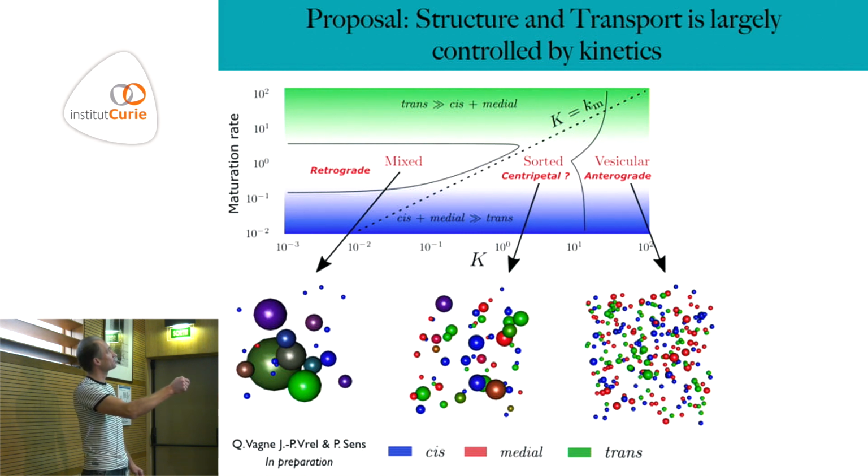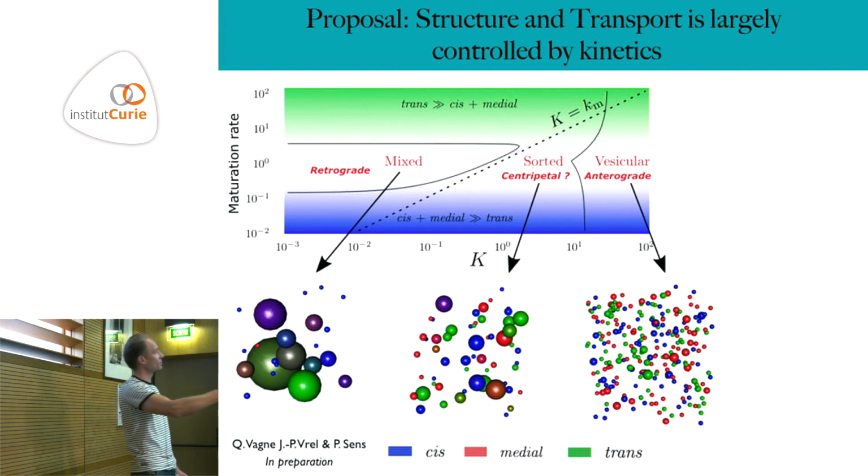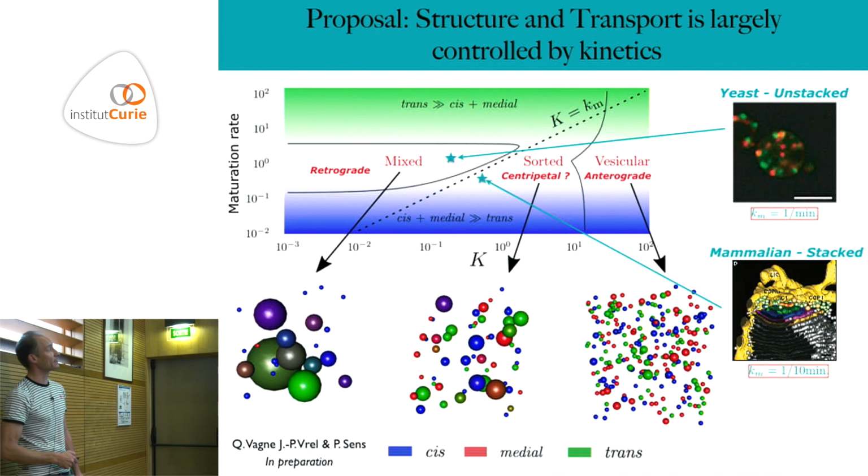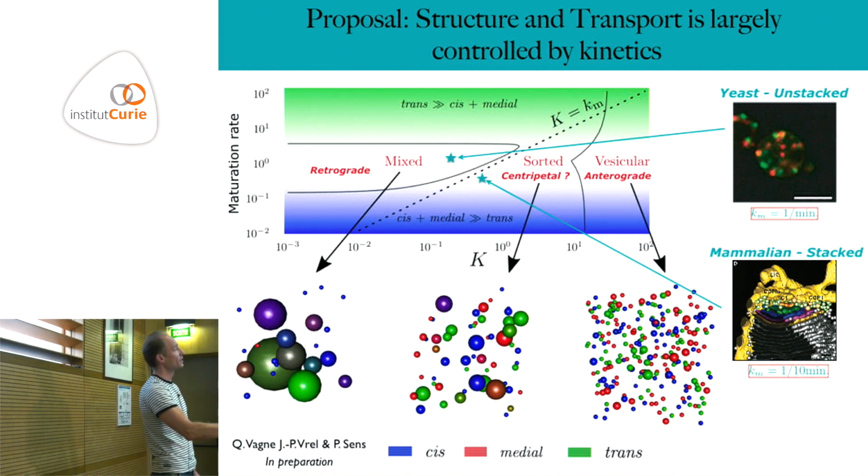So this is budding, this is maturation rate, and what we predict is that for small budding you have large compartments that are impure, for large budding you have small compartments that are pure, and in between you've got something intermediate. When you look at the size and purity, this could resemble the mammalian Golgi.